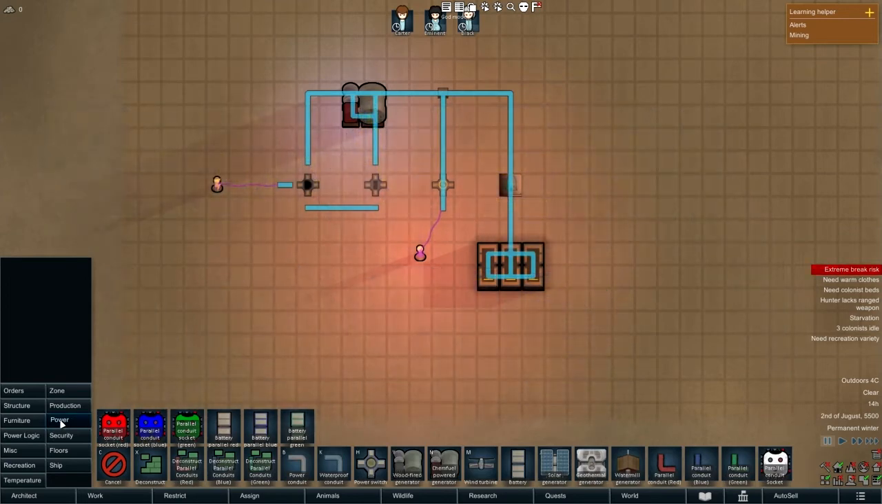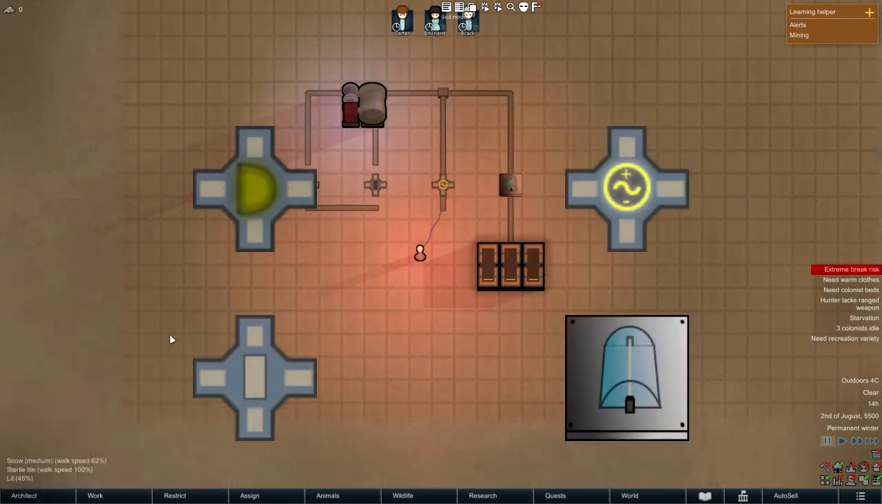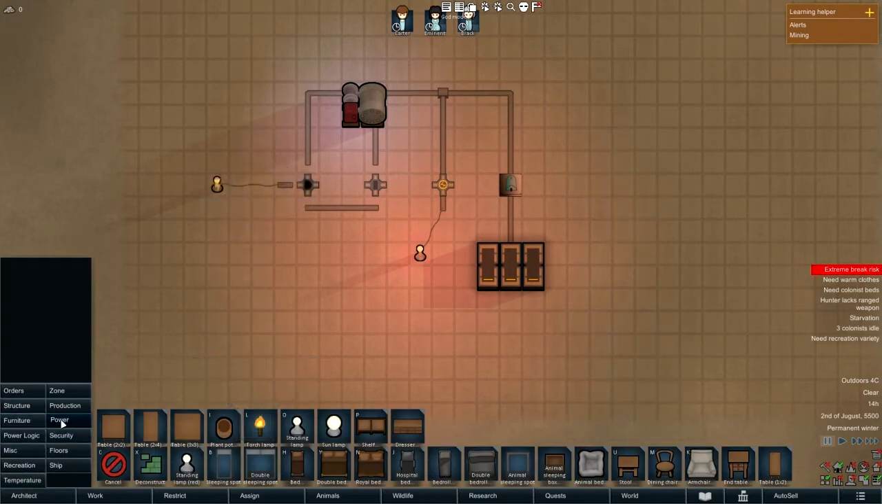Today I will be showcasing the power monitoring type sensors. These are low tier sensors, so they just require PowerLogic switches research.